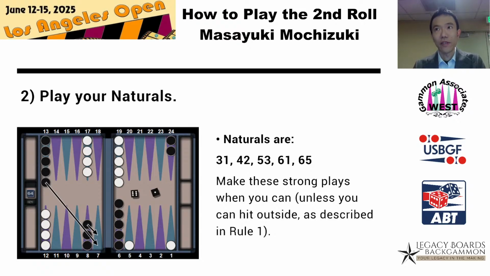Unless you can hit, like number 1, yes? On the previous one, if you rolled a 3-1, would you still hit, or would you make your 5-point? With 3-1, you should make the 5-point. It's an exception. So he asked me if it was 3-1, would you still hit the outside, or should you make the 5-point? And my answer was you should make the 5-point. 3-1 is just too strong to forgo.